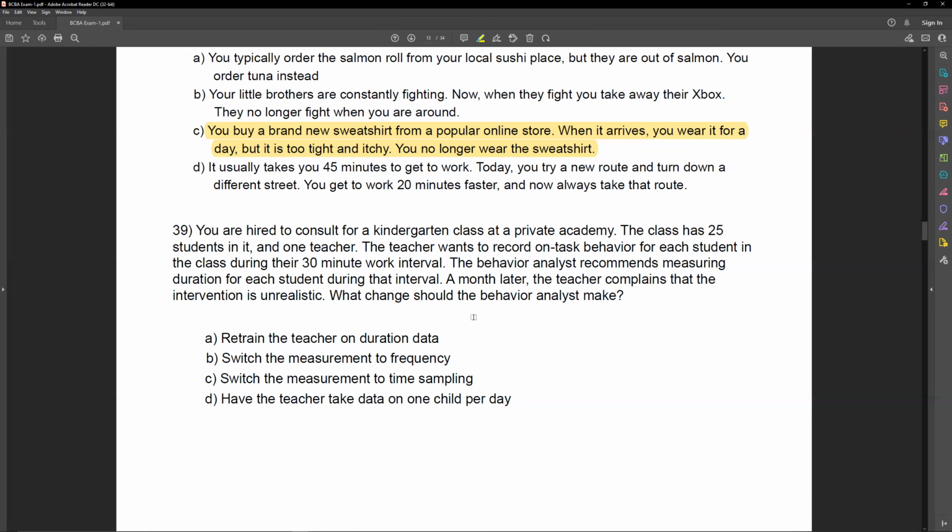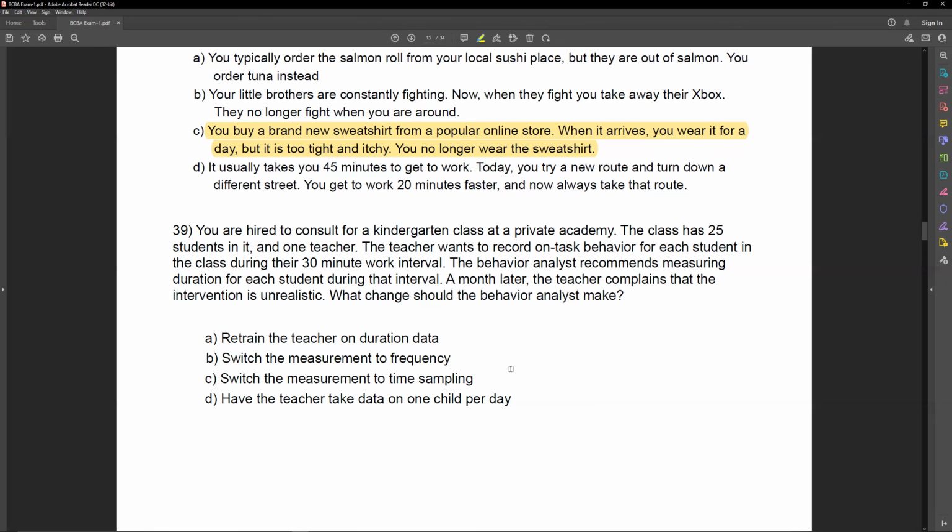Retrain the teacher on duration data. Well, the training is not the issue here. The issue is the teacher is unable to record duration data for 25 students at a time. Okay, A is out. B, switch the measurement to frequency. Well, that's just going to give us the same issue, because that's continuous. In addition, recording on-task behavior using frequency doesn't make a whole lot of sense, okay? B is out.